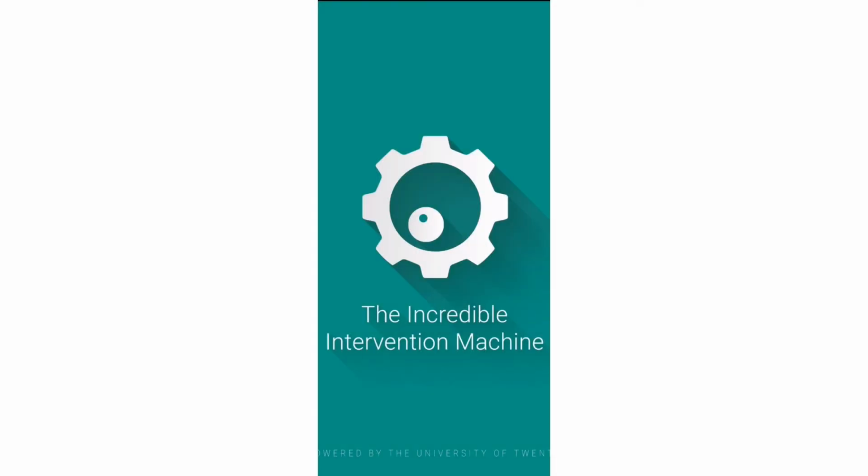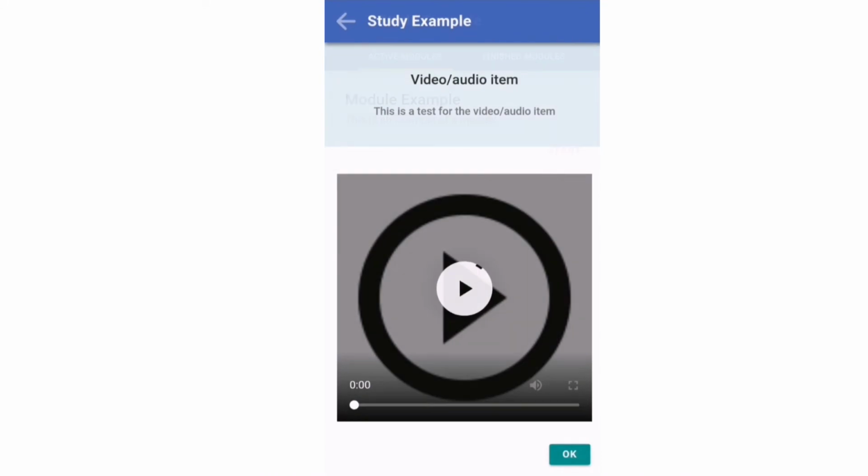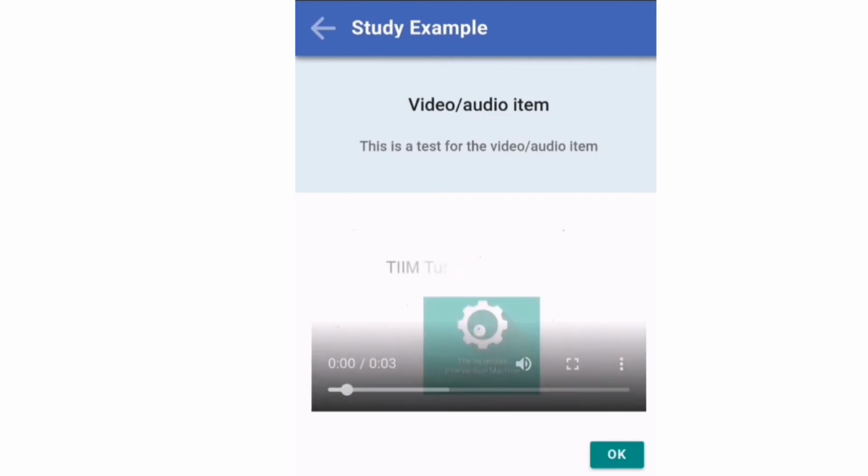When the participant has subscribed to the study and downloaded the TIIM application on their phone, they will be able to open the assigned intervention with its modules and items. If you selected a video for your item, the participant will be able to see the video by clicking the play button.